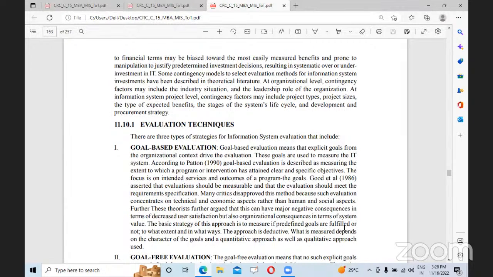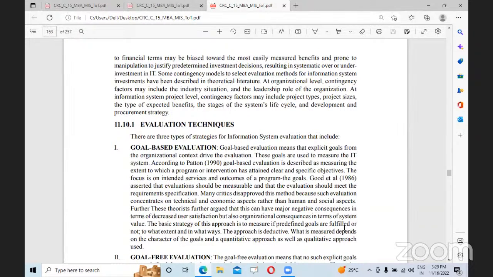According to Patton, goal-based evaluation is described as measuring the extent to which a program or intervention has attained clear and specific objectives. The focus is on intended services and outcomes of a program. The goals should be measurable, and the evaluation should meet the requirement specification. Many critics disproved this method because such evaluation concentrated on technical and economic aspects rather than human and social aspects.